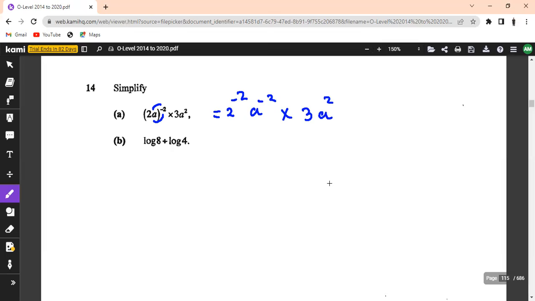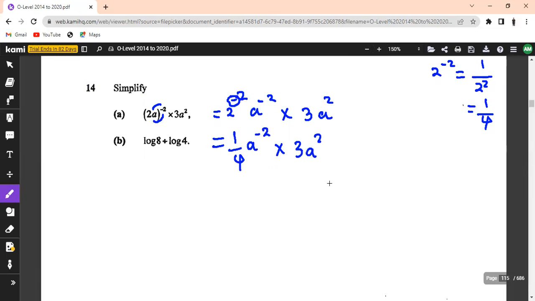Knowing that any number to the exponent of a negative simply means 1 over, 2 to the exponent of minus 2 means 1 over 2 to the exponent of 2, and that is 1 over 4. So this here means we have got 1 over 4 a to the exponent of minus 2 times 3a to the exponent of 2. So we can now multiply these numbers directly. So it's 1 over 4 times 3, which is 3 over 4.